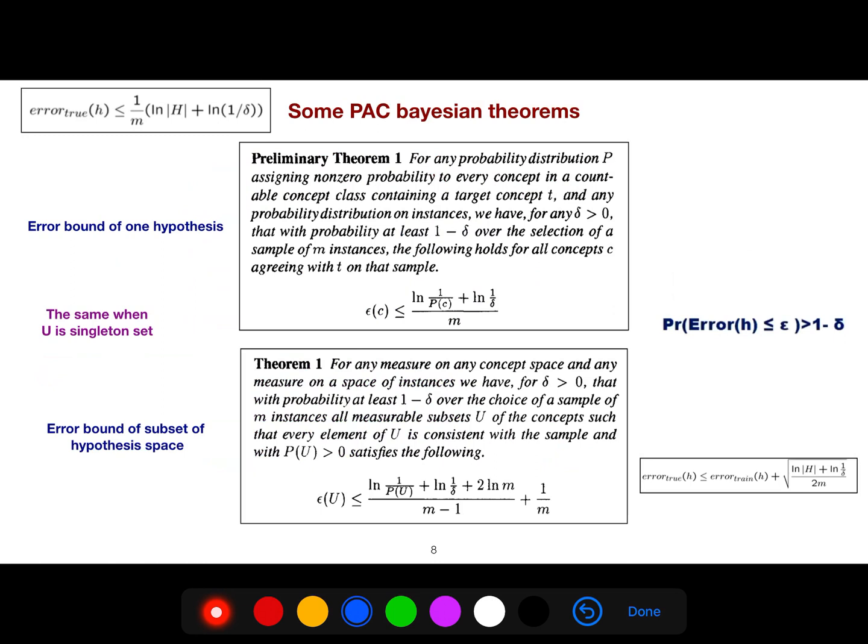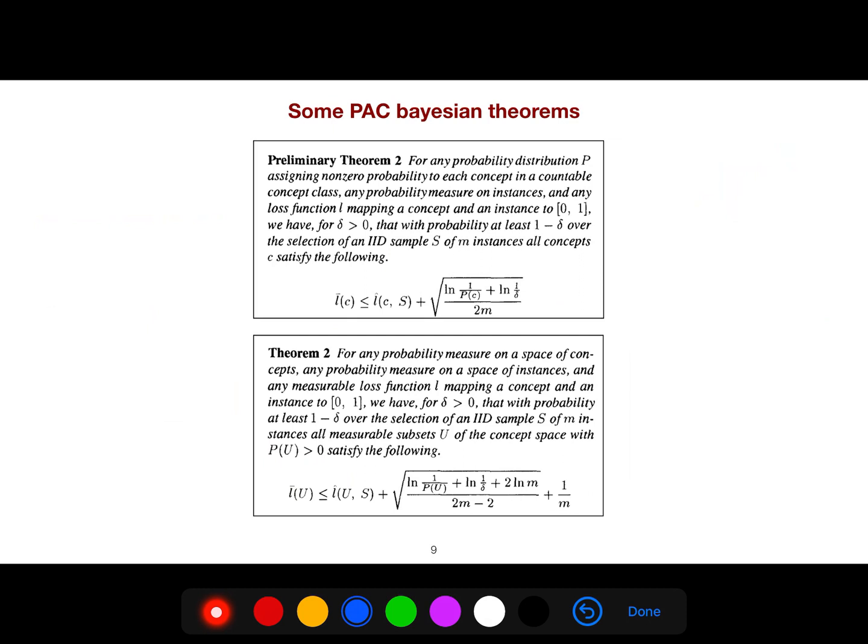So the first preliminary theorem of McAllester in his nice article is this error bound. It is the same when U is a singleton. If U is a singleton, I mean it only contains one hypothesis, it reduces to this one. So this is the theorem. We want to minimize this bound, and with probability at least 1 minus delta, this holds.